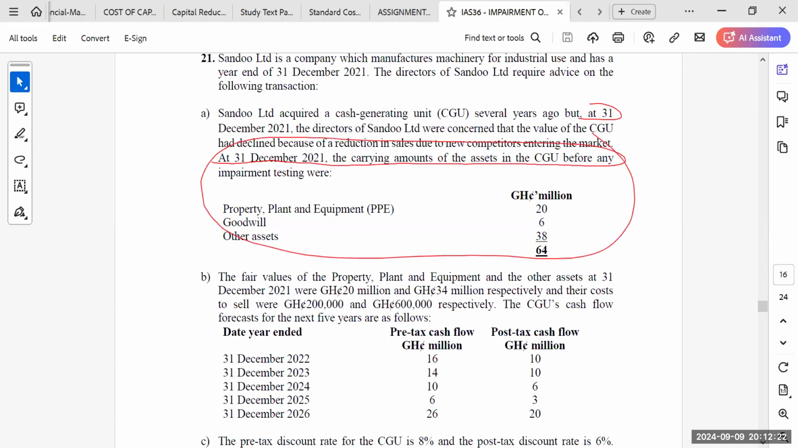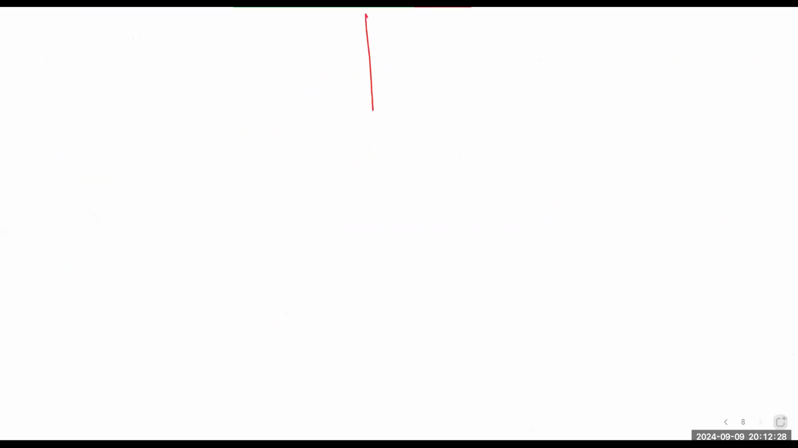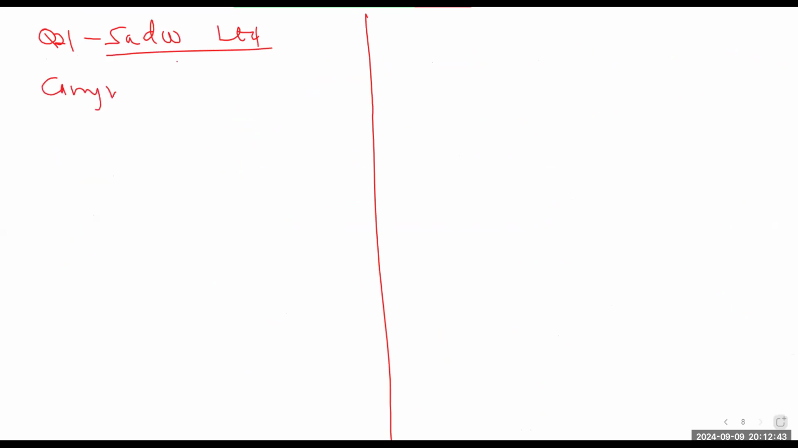Okay. So what you do is go and repeat the carrying value again. So let's go and repeat the carrying value there. So question 21. Okay. So we look at the carrying value before the impairment. So the carrying value at 31 December 2021.